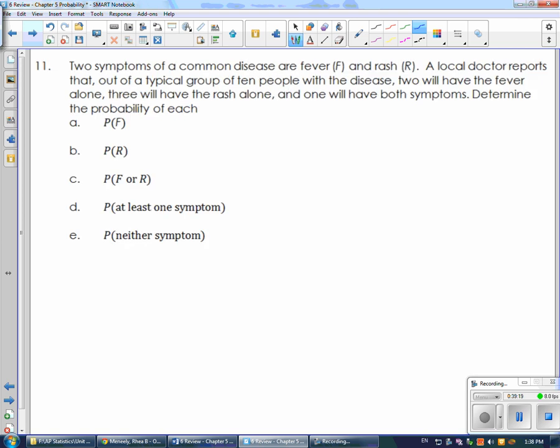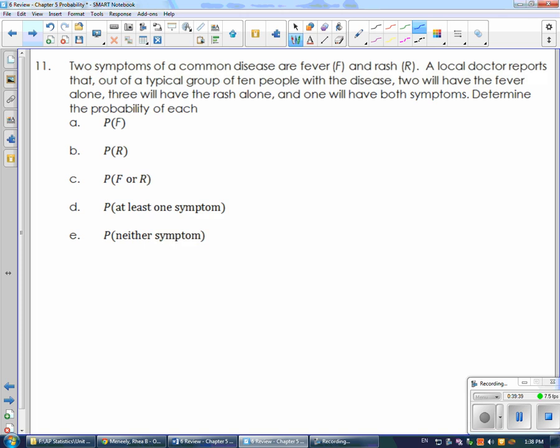Okay. In the next one, it says 2 symptoms of a common disease are fever, which we're going to denote with the letter F, and rash, which we're going to define with the variable R. A local doctor reports that out of a typical group of 10 people with the disease, 2 will have the fever alone, 3 will have the rash alone, and 1 will have both symptoms. Determine the probability of each.